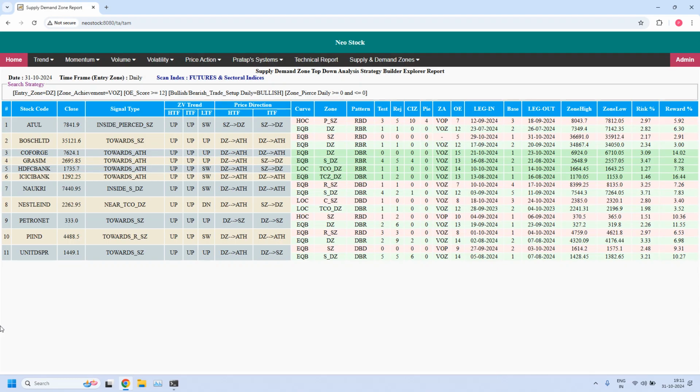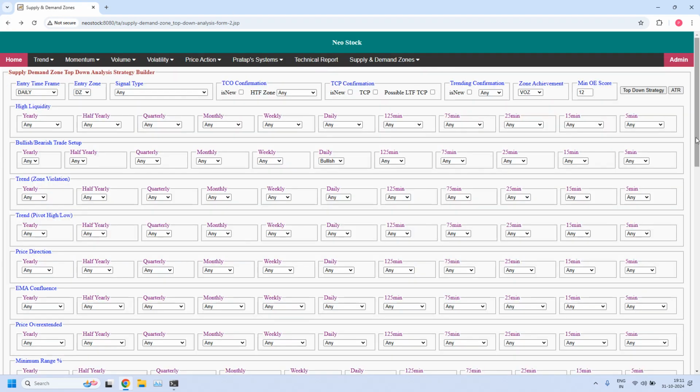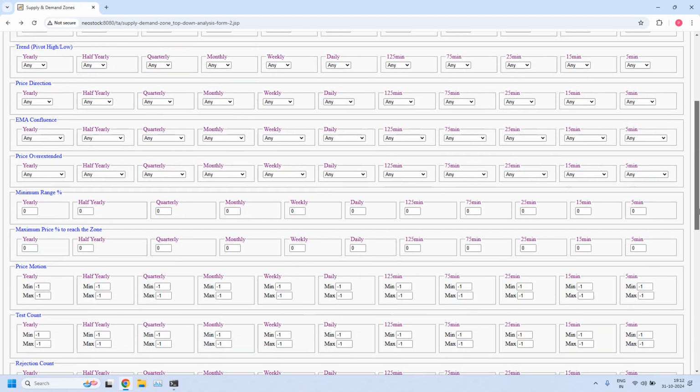Out of these 11, how many are high priority, not high priority, high probability? Among these 11, how many high probability supported stocks are there? We need to find. So the first filter is LTF and ITF demand zone confluence. After that, LTF, ITF, HTF demand zone confluence. These two filters we will use. First I am using LTF and ITF demand zone confluence.